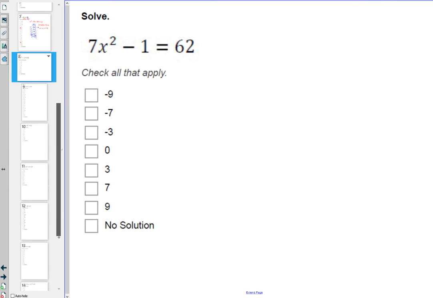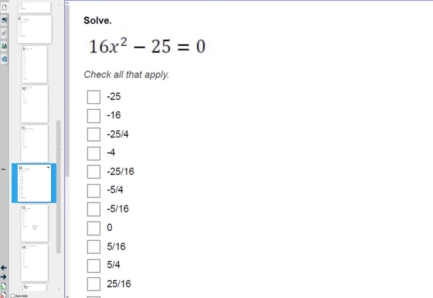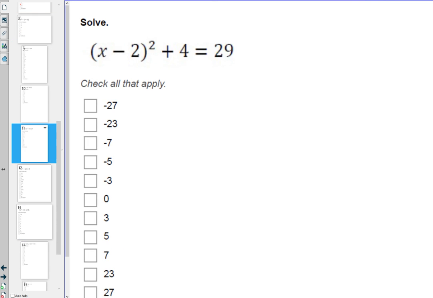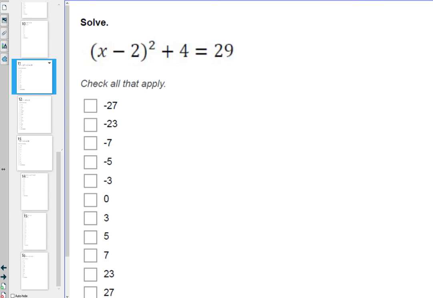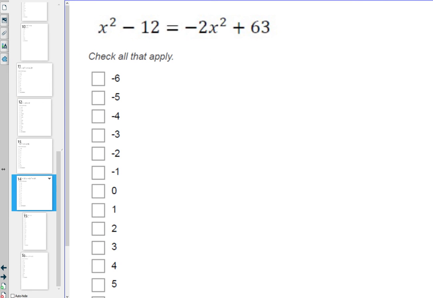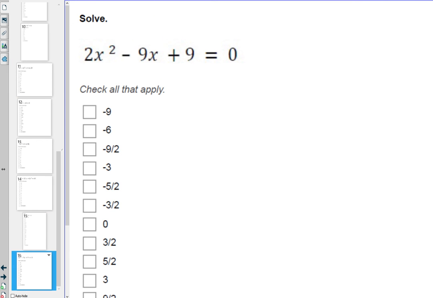Let me see if I can find one with the quadratic formula. Okay, that one there.